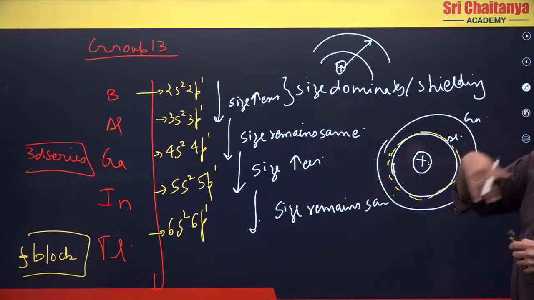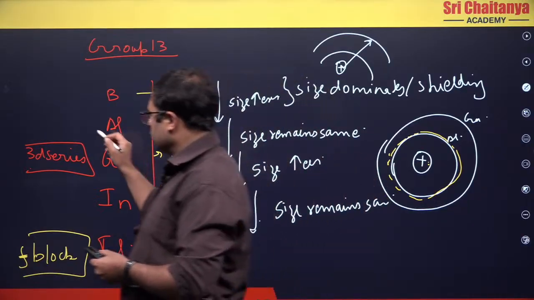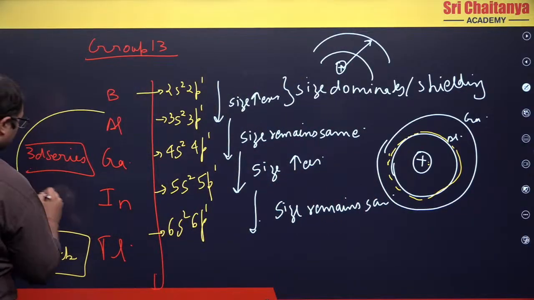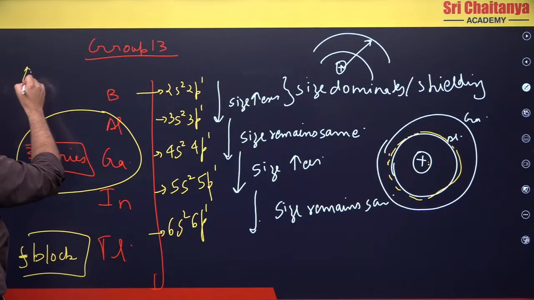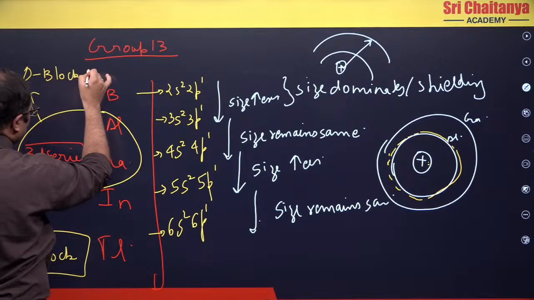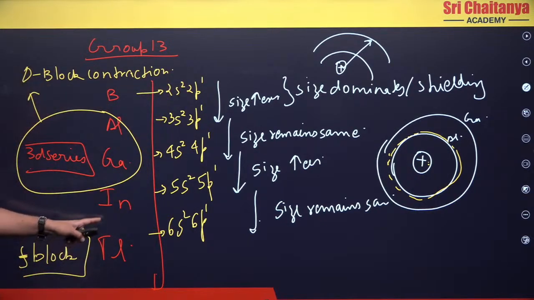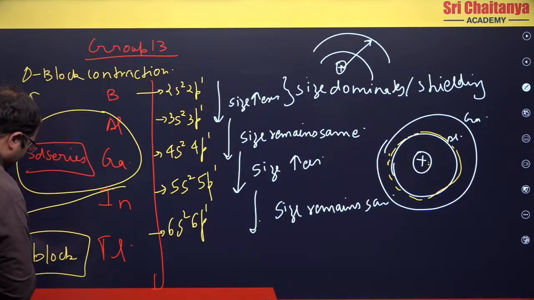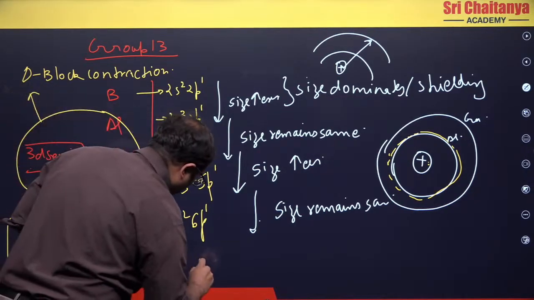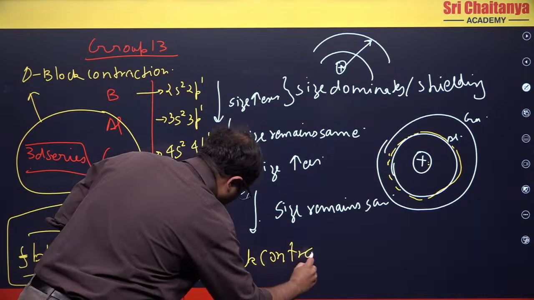If this is understood, now let us give a name to it. This effect here, this is called d block contraction, and when it happens due to f, the effect at this point is called the f block contraction.